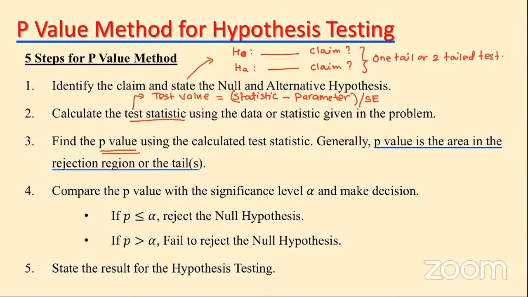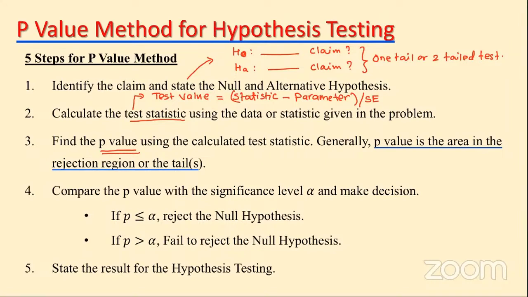In the third step, you get the p-value and compare it with alpha. When you compare, you are checking which one is bigger and which one is smaller. If the p-value is less than or equal to alpha, we reject the null hypothesis, which means we fail to reject the alternative. If p is greater than alpha, we fail to reject the null hypothesis.